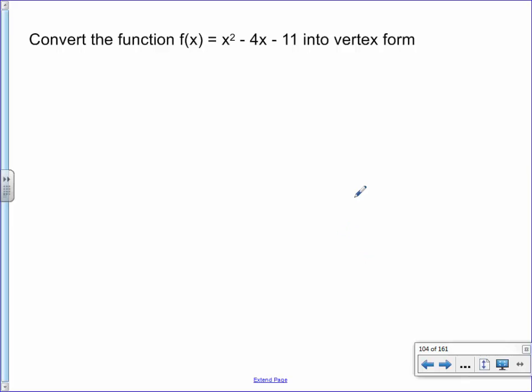Okay, let's try another one. So this one's also fairly straightforward, based on the fact that the leading coefficient right here is 1. As soon as you don't make this a number 1, then it starts to suck. But for now, it's reasonable. So I'm going to factor out a 1. I'm going to leave you with x squared minus 4x. And then way the heck over here, I'm throwing a minus 11.